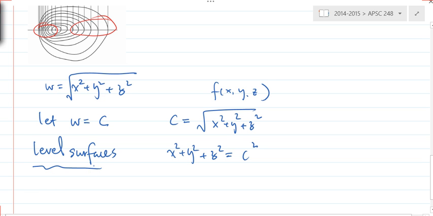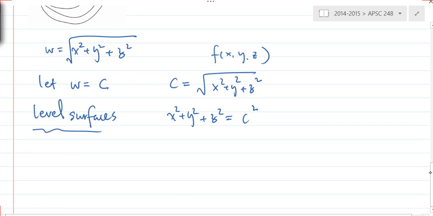So essentially, just understand the geometrical meaning, and how you get the level surface and how you get level curves. We will use them in the next lecture, so probably not today. Any questions? It's all good?